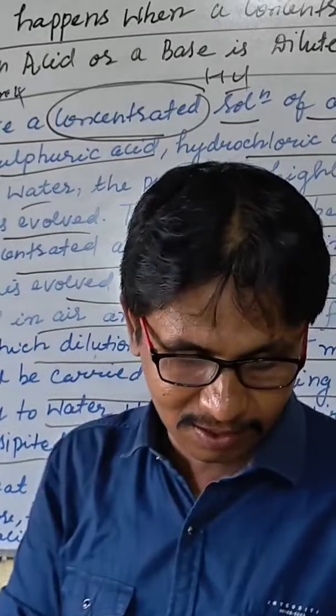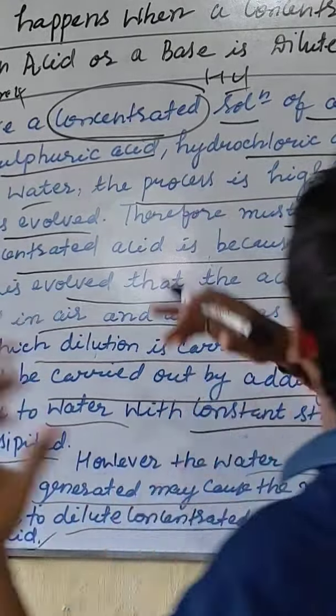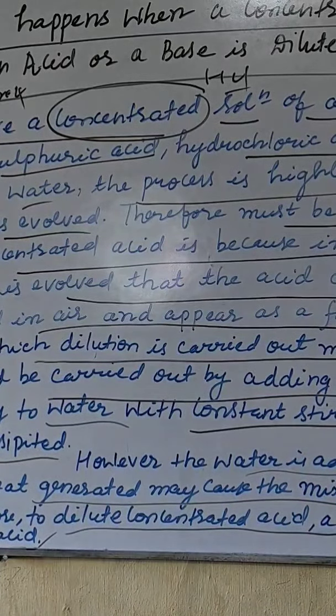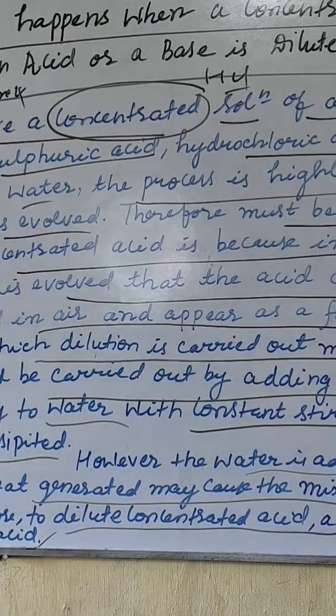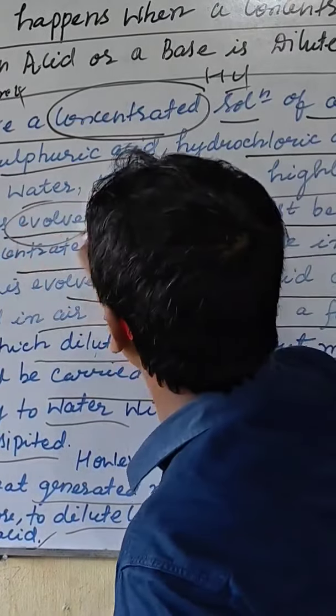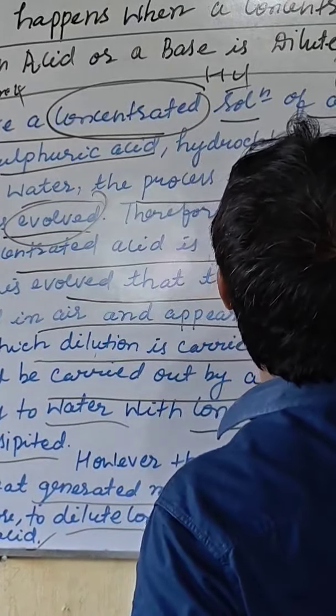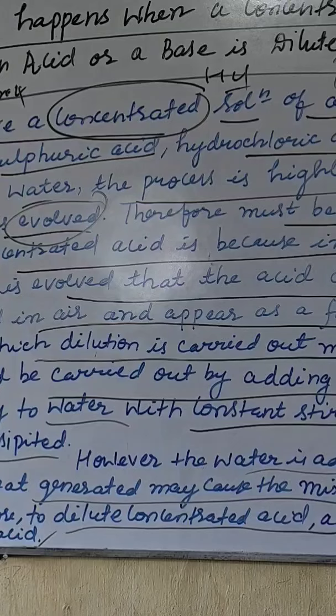It is the same in the case of a base also. Whenever a concentrated solution of an acid like H2SO4, HCl, HNO3 is diluted with water, the process is highly exothermic. A lot of heat is evolved, and the acid changes into vapor, which spreads in air and appears as a fog and cracks the glass container.